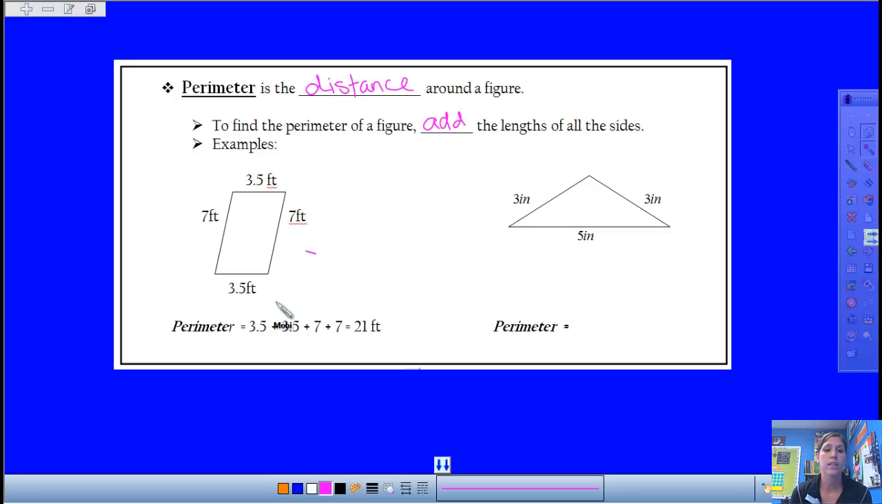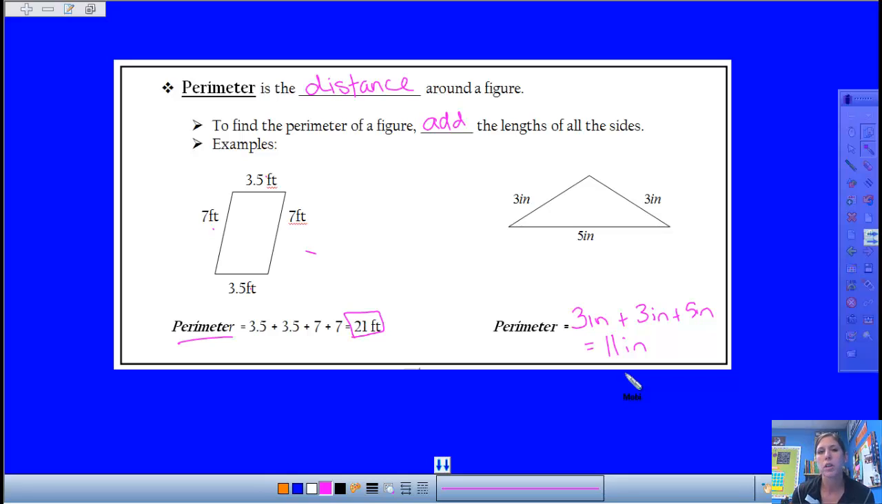So in this case, this rectangle, the perimeter, it says it would be 3.5 plus 3.5 plus 7 plus 7. Pretty basic, and we get 21 feet. You don't have to label square feet because we're not doing area again. So just the distance around is the total amount of feet. In this triangle, we're going to add up all sides. So we would have 3 inches plus 3 inches plus 5 inches, which equals 11 inches.